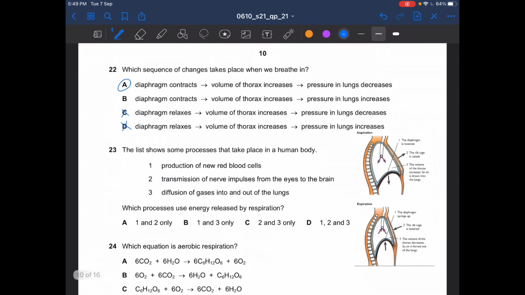Next question. The list shows some processes that take place in the human body. Which processes use energy by respiration? 3 is incorrect because diffusion doesn't require energy. So that leaves us with A. 1 and 2 is correct.